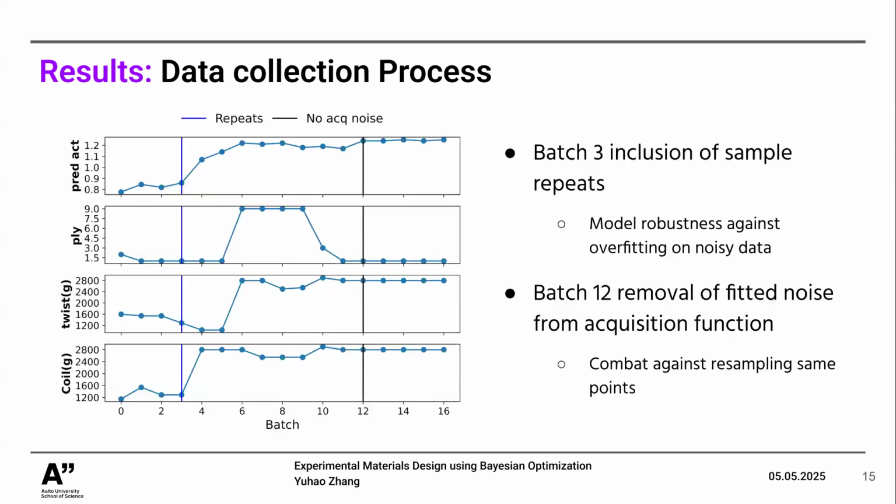And then to track the model behavior too, this shows the iteration number, which we call batch, and these are the conditions at which the actuation is at maximum. But during batch 3, it became apparent that certain samples had a higher noise than other samples. So the noise is more heteroscedastic than expected. This meant that certain samples produced had a larger variance than others, and this misled the model via overfitting, which was a problem. That's why at batch 3, we decided to include repeats of the previous data to have some model robustness. Also at batch 12, from the acquisition function, we removed the fitted noise contribution to combat repeated sampling points.